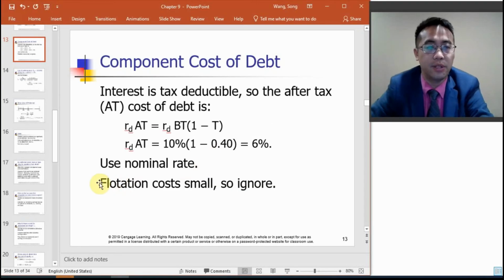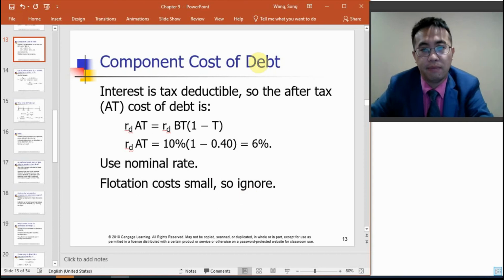Right here, it mentions the flotation cost. Flotation cost is the commission fee charged by the investment banks for underwriting the firm's security, and in this case, we're dealing with a corporate bond, so they are issuing bonds, and the investment banks will charge the commission fee. And the flotation cost is measured in percentage, and it is adjusted to the offering price.